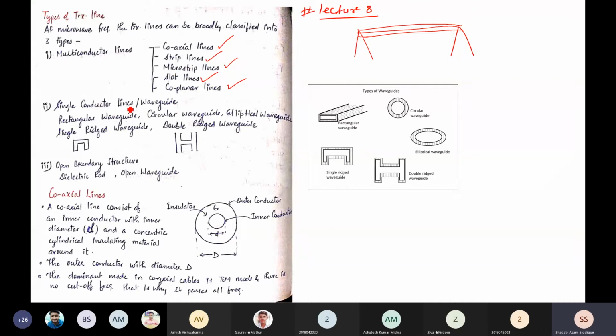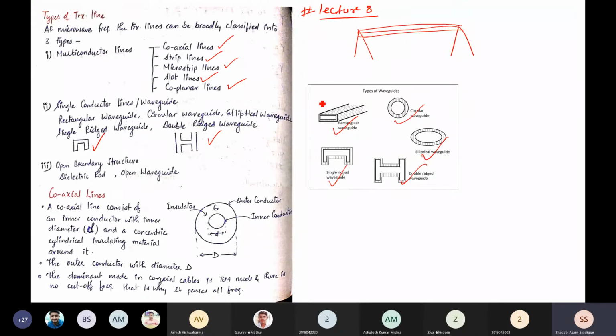Then we have single conductor lines, which are also called waveguides. Like we have a rectangular waveguide, circular waveguide, elliptical waveguide, single ridge waveguide, double ridge waveguide. This is the example of single ridge waveguide. This is the double ridge waveguide. You can also see this figure. So of all these, we have studied the rectangular and circular waveguide.